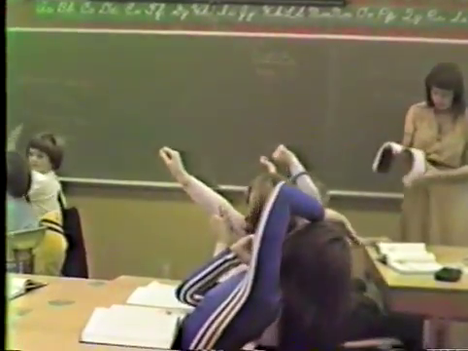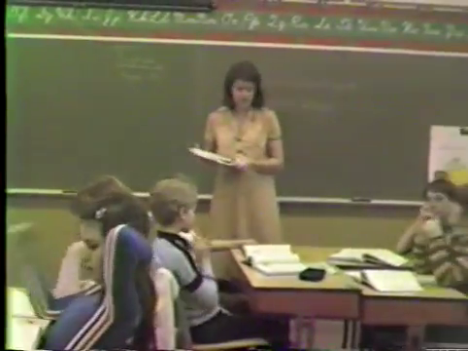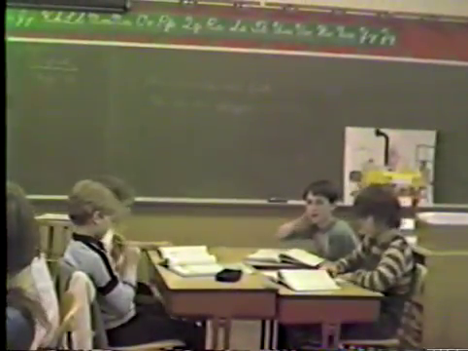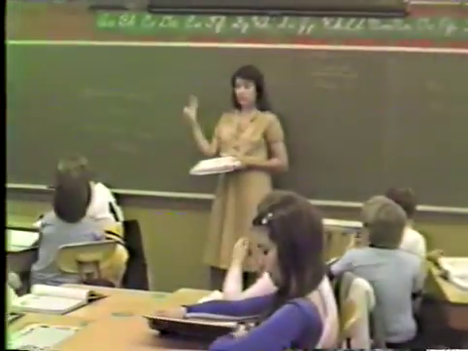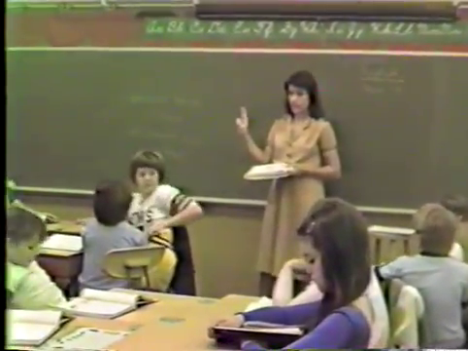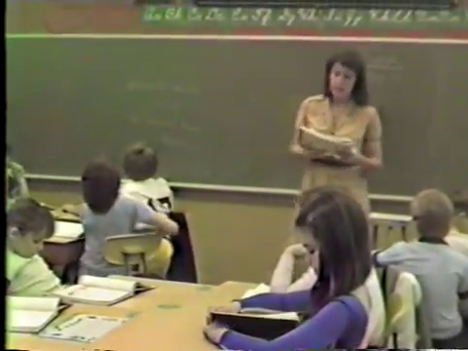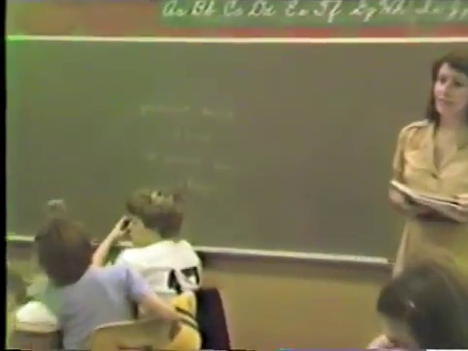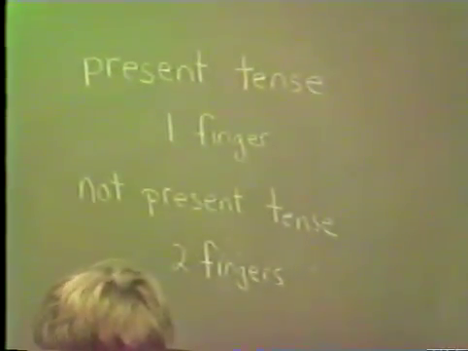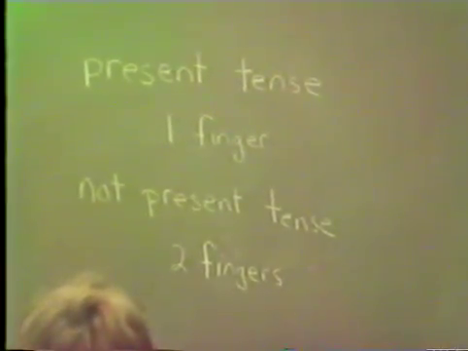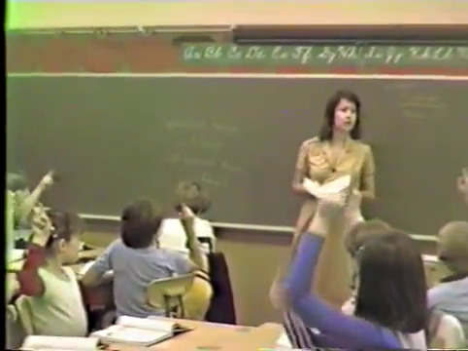Okay. Let's go ahead and I'm going to ask you some sentences. And I'm going to check all of you now. If it's present tense, you're going to use one finger. And if it's not present tense, two fingers. Okay? One finger, two fingers. Now you have to listen very carefully. Jimmy? Okay. I own a watch. One finger or two fingers? Okay, I'm checking.